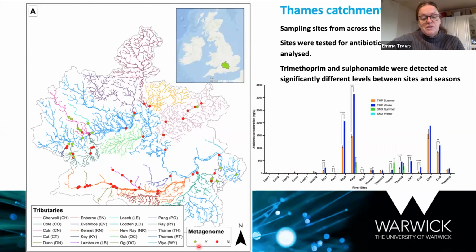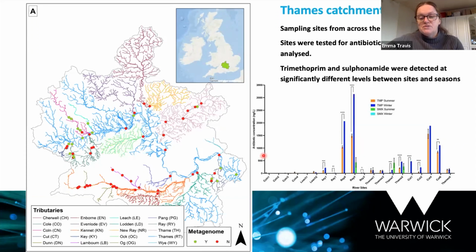And the difference between the green dots and the red dots is the type of analyses that were done on them. So it's the green dots that I'm going to be going on to look at. They had the more detailed analysis, including the metagenome analysis. And then on the right-hand side of the screen, we also looked at antibiotic levels in all of these sites, and I'm just picking out a couple of them here.